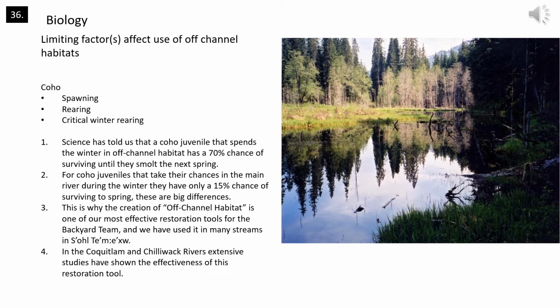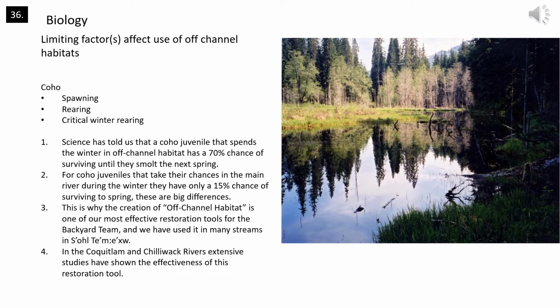Now these are big differences. So think about that. The same number of spawners in a stream return to 2 streams. Same number of fry come out. They rear all summer. In September, there's 100 juveniles in one stream and 100 juveniles in the other.